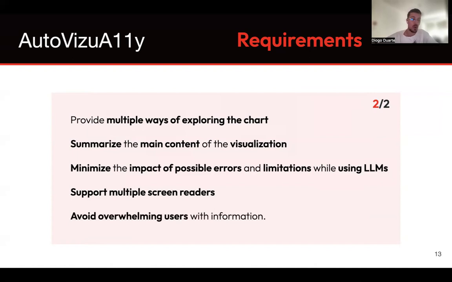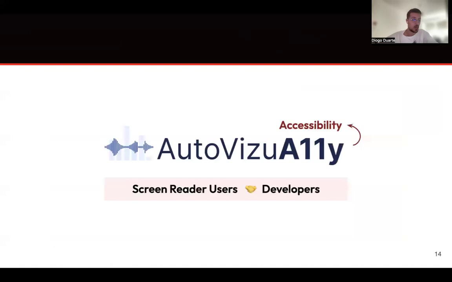So having these requirements, we began developing the tool, which ultimately led us to the creation of the first prototype of what became AutoVizuA11y. So this AutoVizuA11y is the tool that we propose that automatically adds accessibility features to additive visualization, making it explorable by screen reader users without relying on the knowledge of developers.